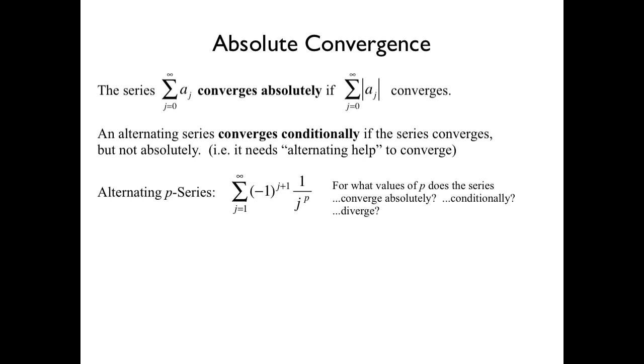So what about conditionally? When will the alternating P series converge conditionally? P is equal to 1. What about when P is less than 1? Diverges?